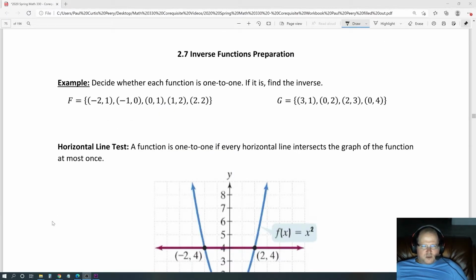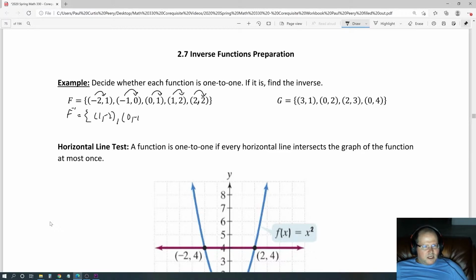Decide whether each function is one-to-one, and if it is, find the inverse. Okay, so for every -2 we get a 1, for every -1 we get a 0, for every 0 we get a 1, for every 1 we get a 2, for every 2 we get a 2. This is supposed to be a comma, not a point. Okay, so far it looks good. What about the other way around? When we plug in a 1, and I can just rewrite this. We'll do this -1. There we go. So let's just flip everything. 1, -2. So far that's good.